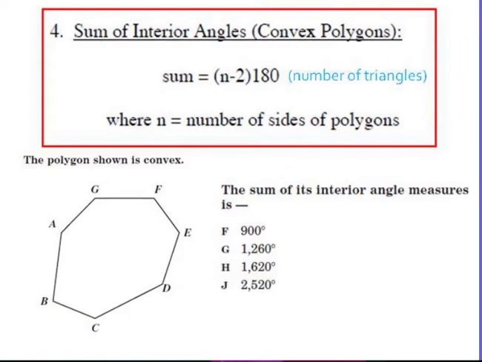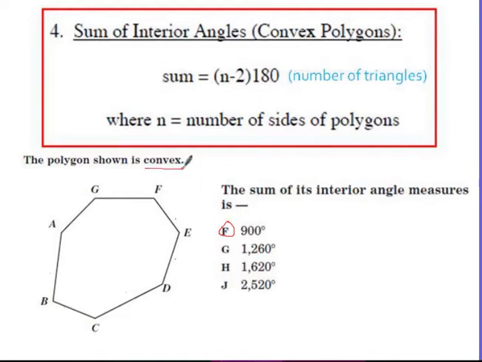Alright, so this is polygons, sum of the interior angles, where n is the number of sides. The first thing you have to do is know that formula, 180 times n minus 2. For this problem, I need to count the number of sides first. So 1, 2, 3, 4, 5, 6, 7 sides. So I'm going to do 180 times 7 minus 2, and that gives me 900. That's just for the sum. This works for regular or irregular polygons.